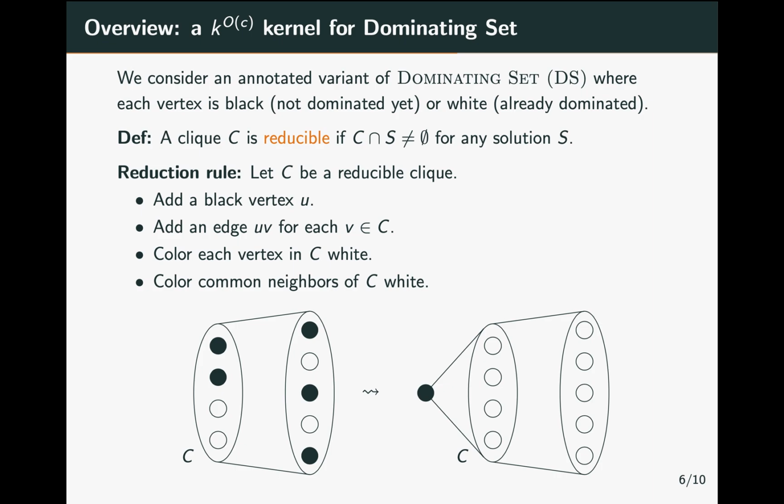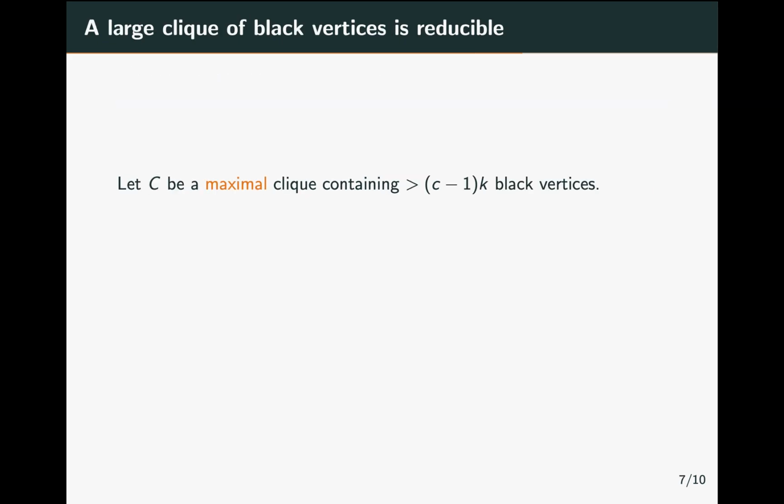Now I'm going to focus on how to find such a reducible clique. First of all, let us consider a maximal clique C that has a lot of black vertices. I claim that such a clique is reducible, meaning that C is going to intersect any solution S.